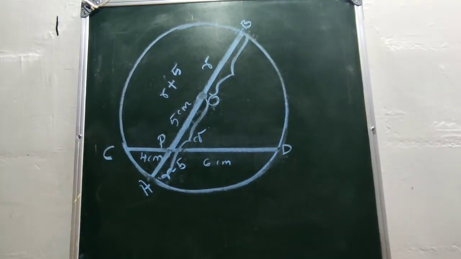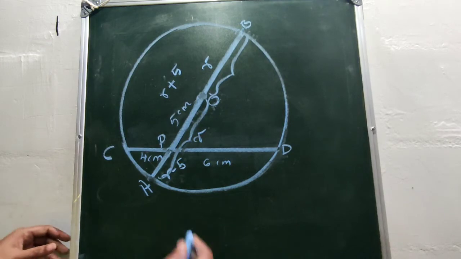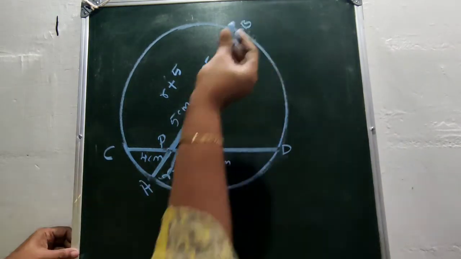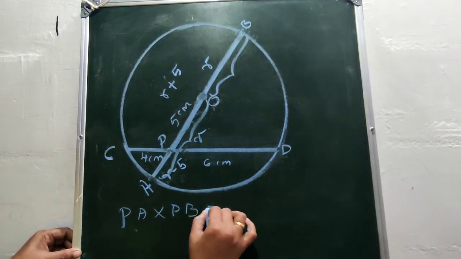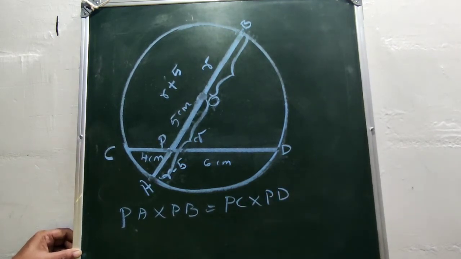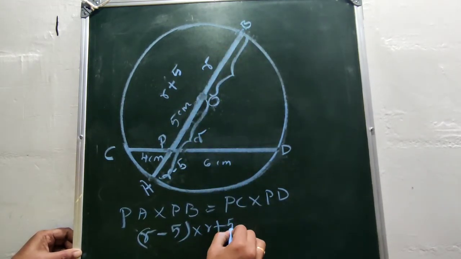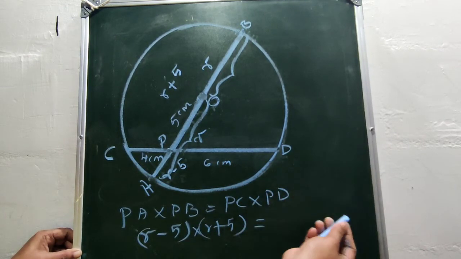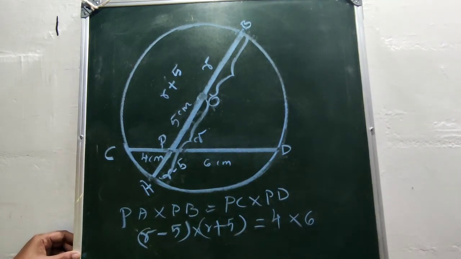And we know the result, that is, if two chords intersect within the circle, the diameter is also a chord, then the product of the parts are equal. So PA into PB is equal to PC into PD. What is PA here? PA is equal to R minus 5. What is PB? That is R plus 5, and that is equal to PC into PD. What is PC? PC is equal to 4. And what is PD? PD is equal to 6.